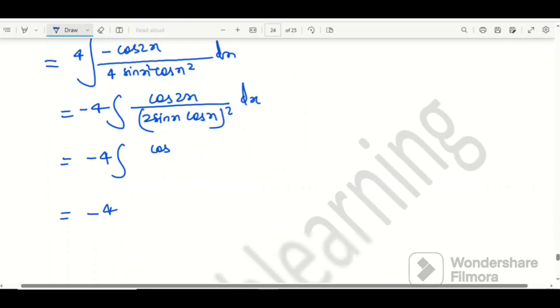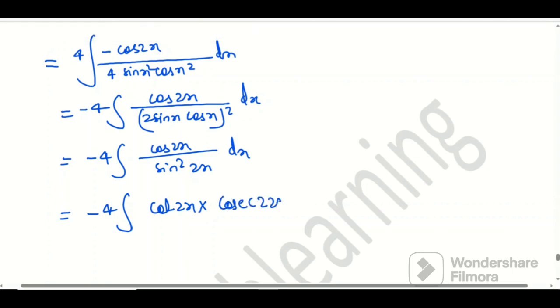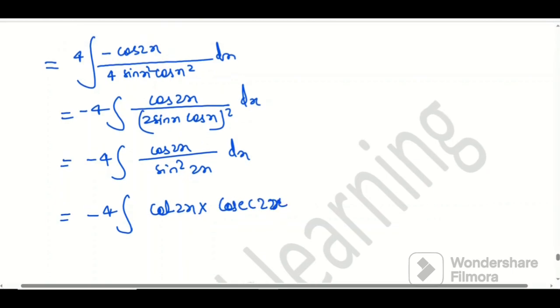So it will be minus 4 into cos upon sin, it will be cot 2x, into, and then one will be sin 2x. So it will be cosec 2x dx.